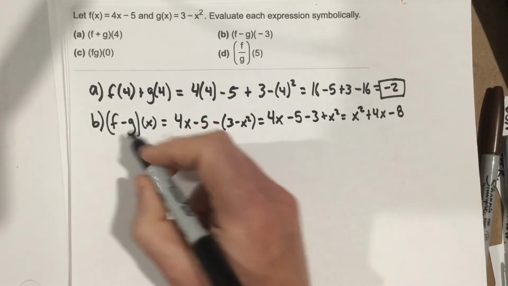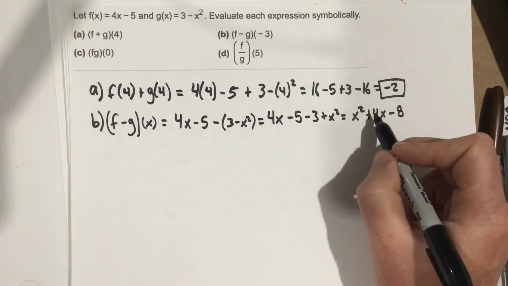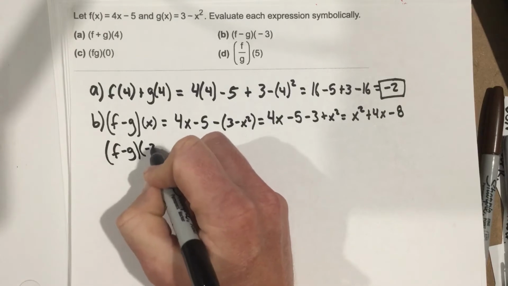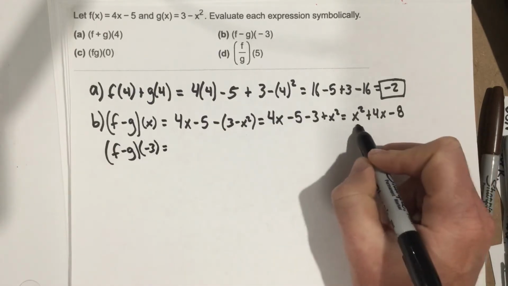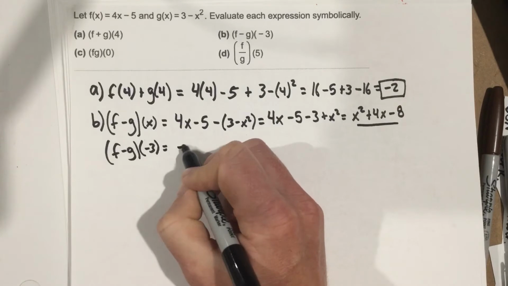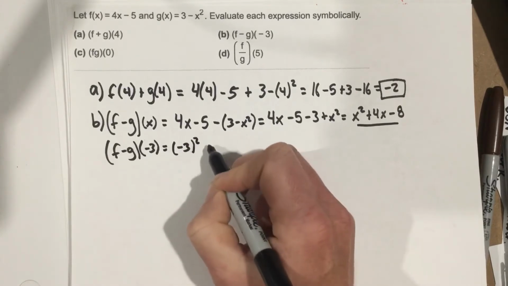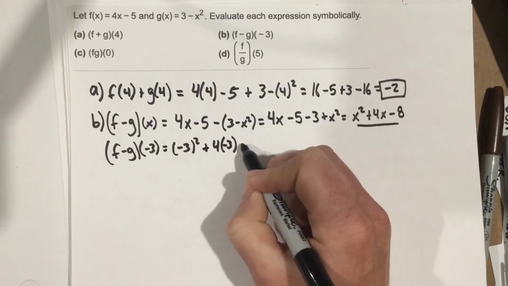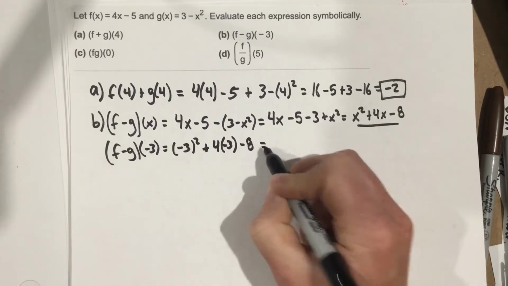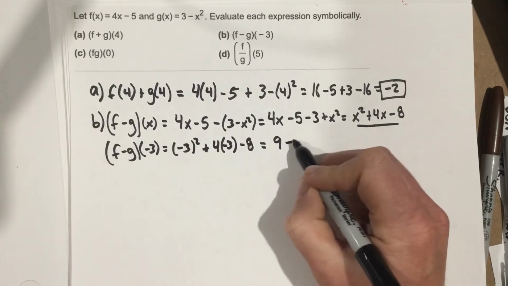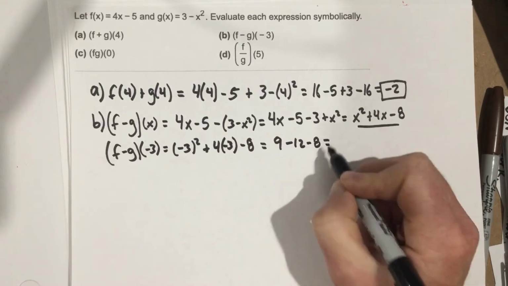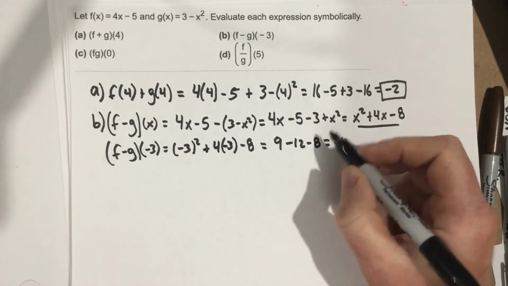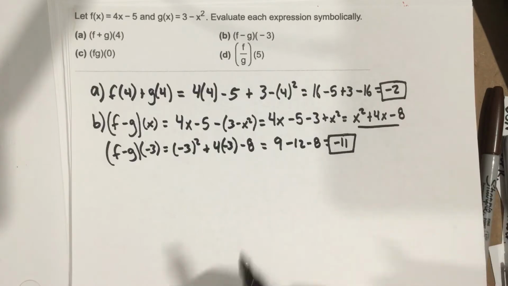Now I'm going to plug in the negative 3. So now I'm doing f minus g of negative 3, which is this function right here. So I'm going to get negative 3 squared plus 4 times negative 3 minus 8. So that's 9 minus 12 minus 8, which is negative 20 plus 9, so it's negative 11, which is the solution.